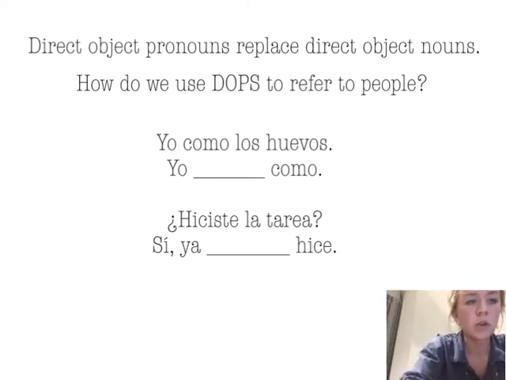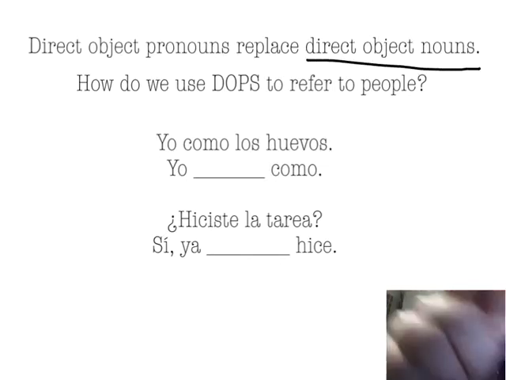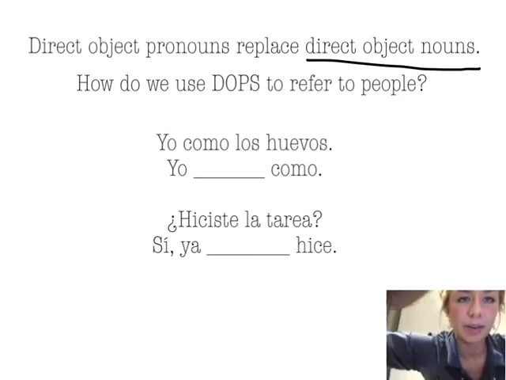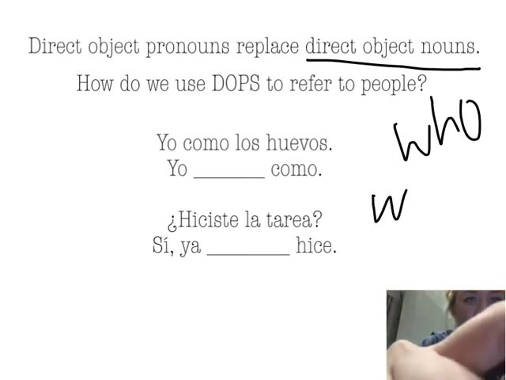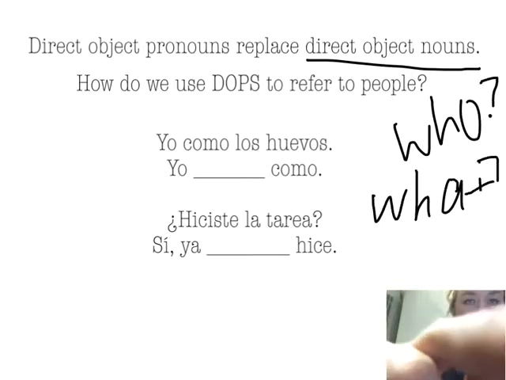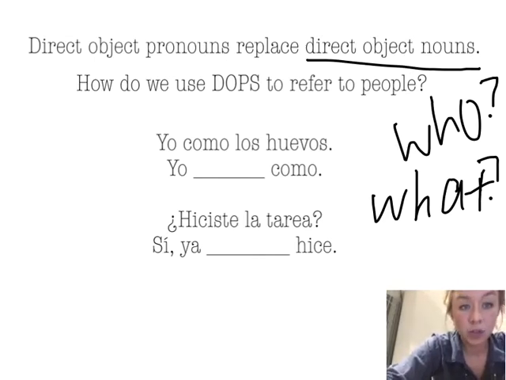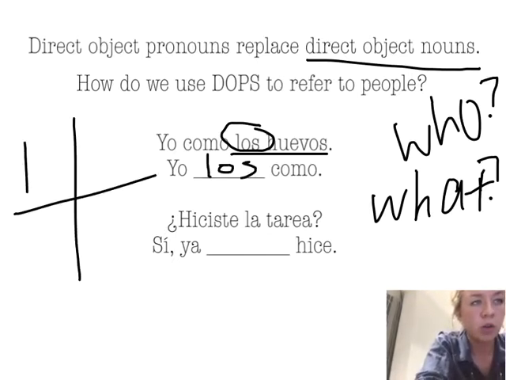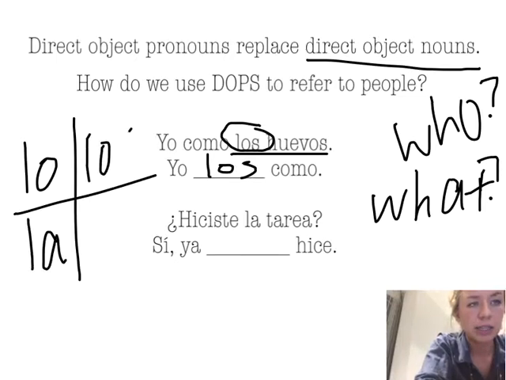If we say yo como los huevos, I eat the eggs. To find the direct object noun, or here we said it's going to be replaced, we have to ask the question who or what. Okay, who or what? I eat who or what? I eat the eggs. So the eggs are the direct object noun. We're going to replace those. We're going to look and say, okay, it's masculine and it's plural, so we'll replace it with los. Yo los como. You guys have learned lo, la, los, and las.